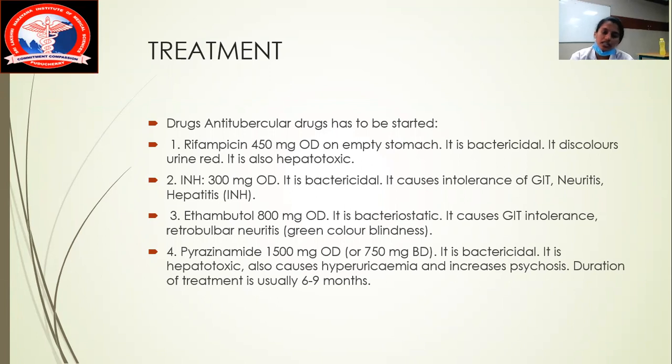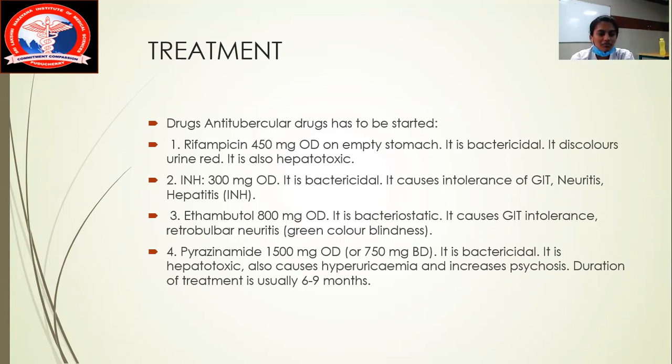Ethambutol is 800 mg OD, that is once a day, which is bacteriostatic. This will also cause the same kind of GIT intolerance, and retrobulbar neuritis. So what happens in retrobulbar neuritis? The patient gives you a history of, madam, I am seeing green colored blindness, I am seeing green color everywhere. So the patient starts thinking he is affected by this drug and then stops the drug all of a sudden, and this is also a reason for default.